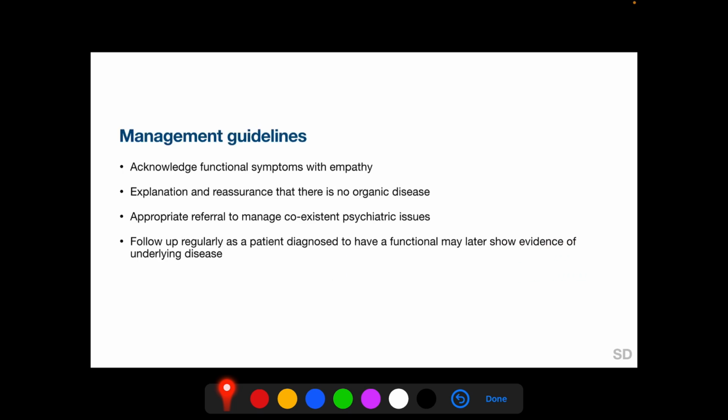So the ophthalmologist should acknowledge functional symptoms with empathy, explain and reassure that there is no organic disease, make appropriate referral for psychiatric consultation, and the ophthalmologist should follow up regularly as a patient diagnosed to have a functional disorder may later show evidence of underlying organic lesions.